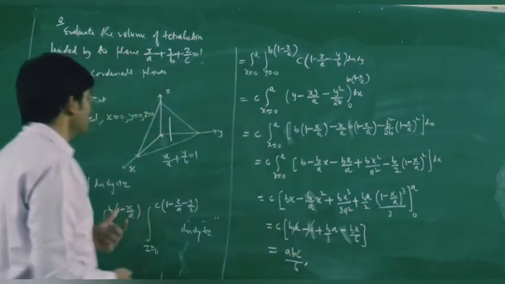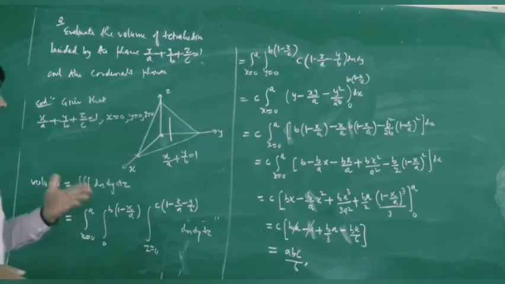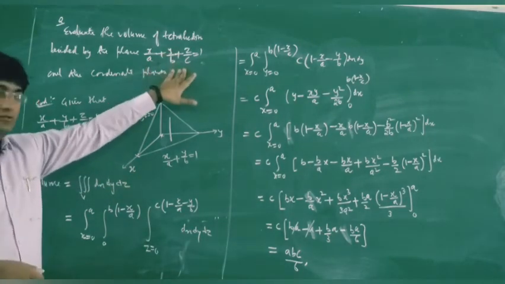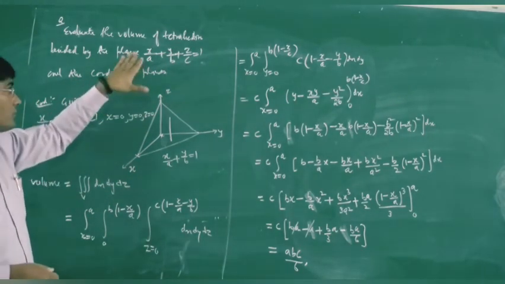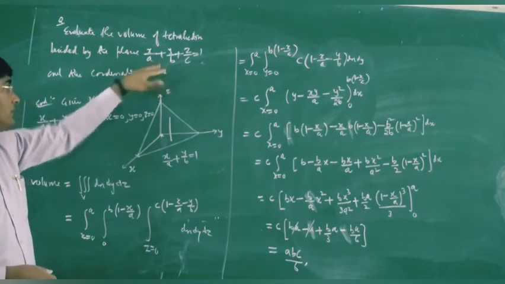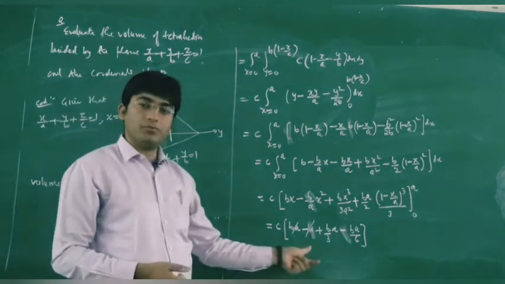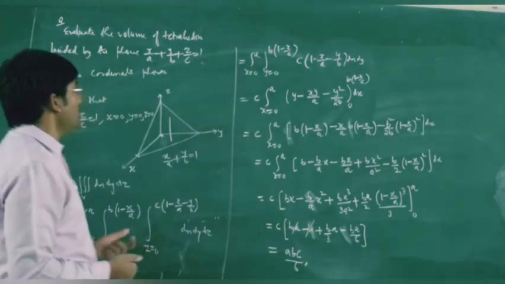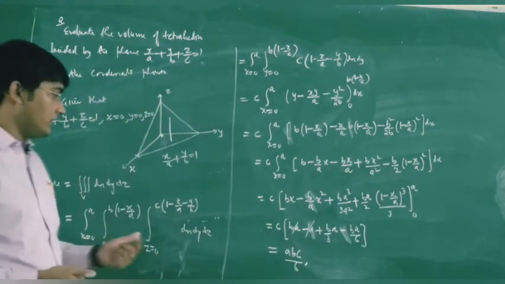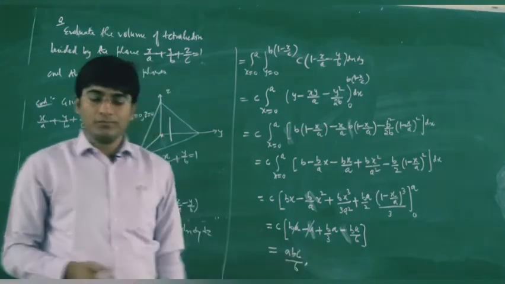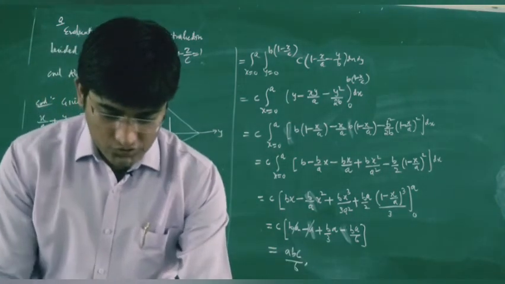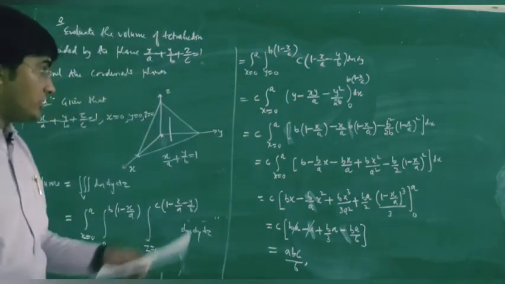So that means the volume of the tetrahedron bounded by this plane and the coordinate planes is equal to a b c upon 6. Now if your a b c are equal to 1, then this will be just equal to 1 by 6. Now our next question is to find the volume of the cylinder.